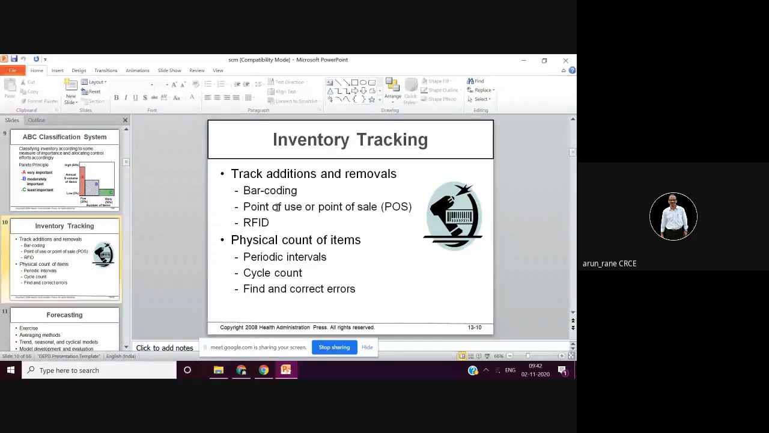Then RFID is again a radio frequency identification and detection system. This RFID is used in almost all the automobile plants, wherein a chip is fitted beneath the car, and the chip stores all the information about that car, right from the inspection of raw material till the car is rolled out of the factory.